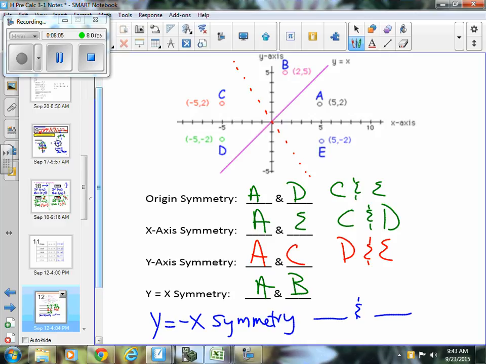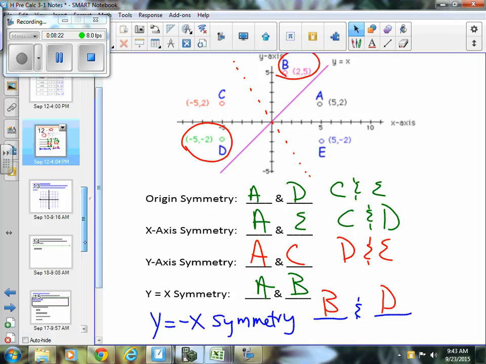So not only do you switch locations, the x and y, but they're both opposite. So look at the point B, 2, 5, and then look at the point down here, -5, -2. Reversed and opposite. So B and D would be your pair for y equals negative x.